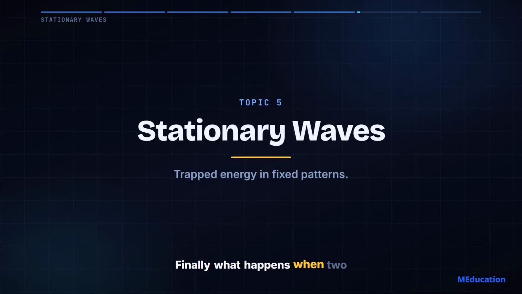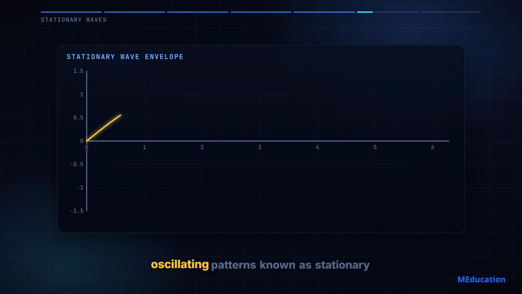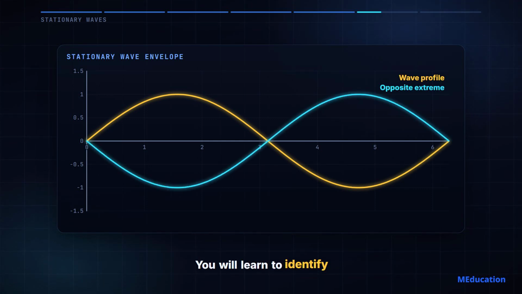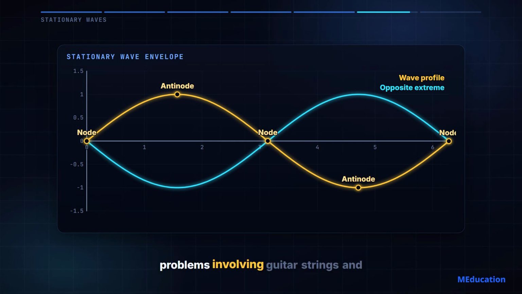Finally, what happens when two identical waves travel in opposite directions? They trap energy in fixed oscillating patterns known as stationary waves. You will learn to identify points of zero movement, called nodes, and points of maximum amplitude, called antinodes. By understanding that the distance between adjacent nodes is exactly half a wavelength, you will solve complex practical problems involving guitar strings and resonance in air columns.